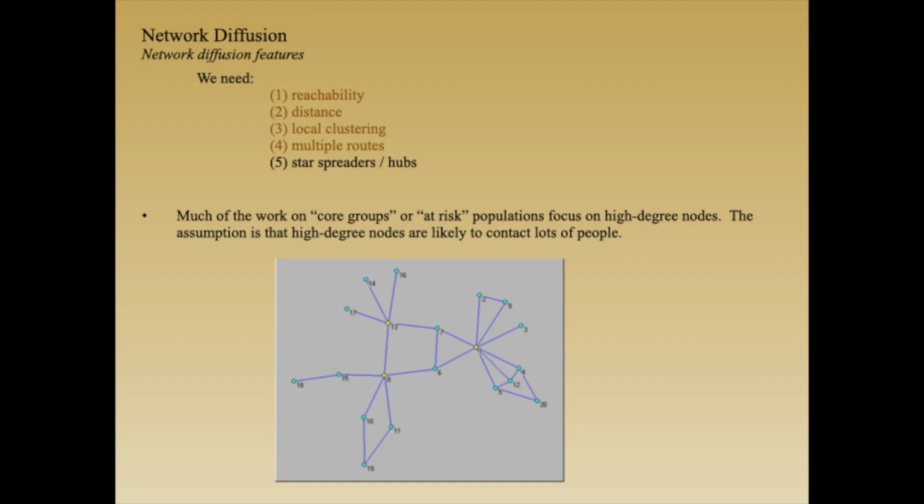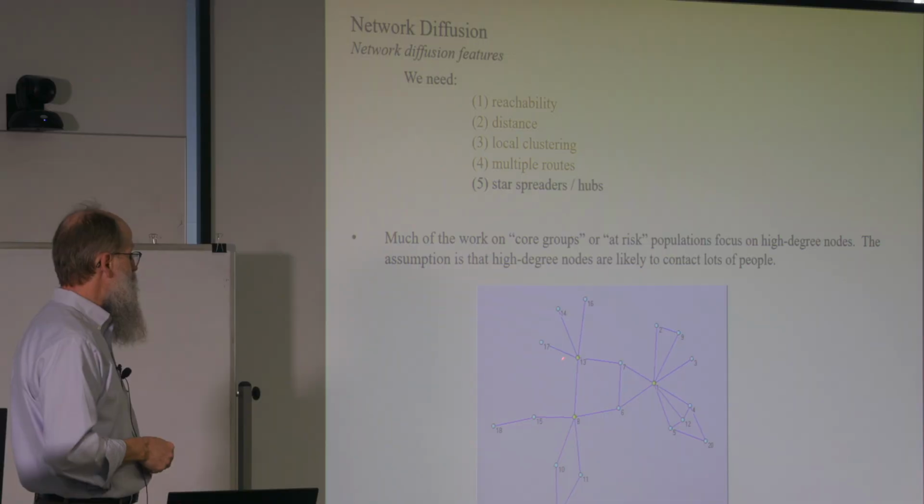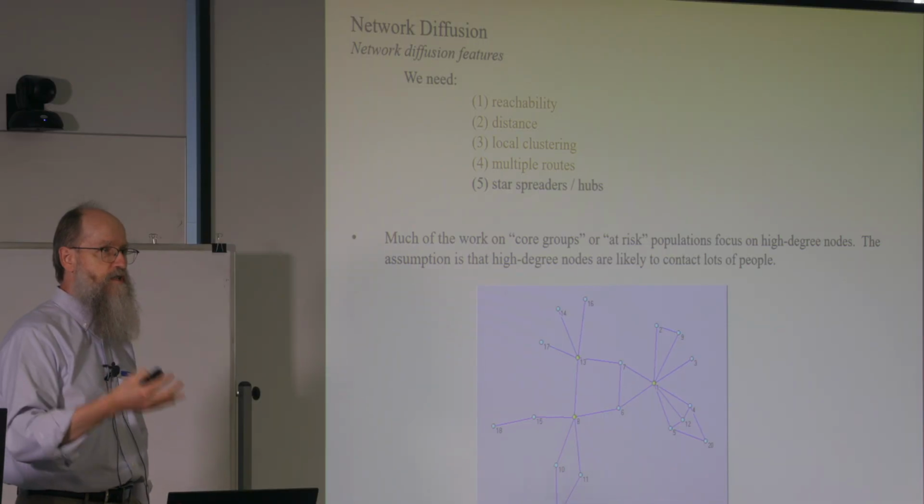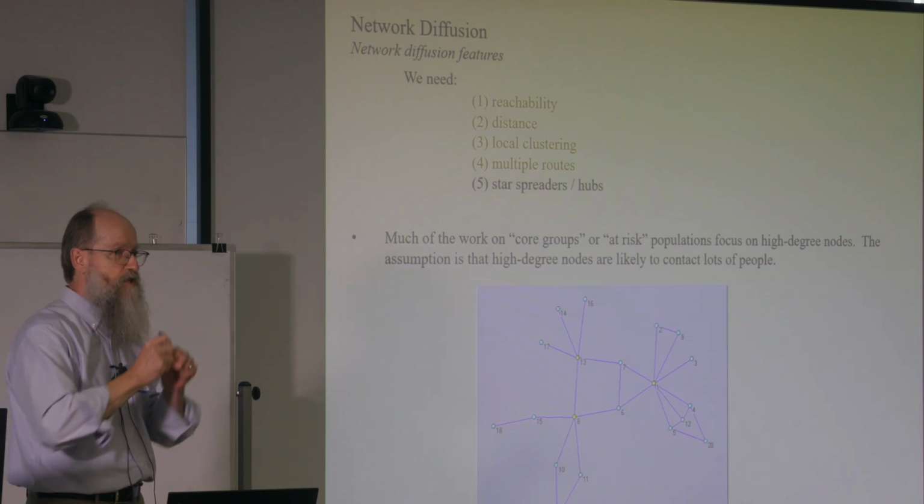Finally, there's this notion of sort of heterogeneity in degree, super spreaders, hubs. There's a lot of different languages for this. But the basic idea is that there are some sets of nodes that really are functional bridges. These are folks that once you reach them, they're routers that go everywhere.